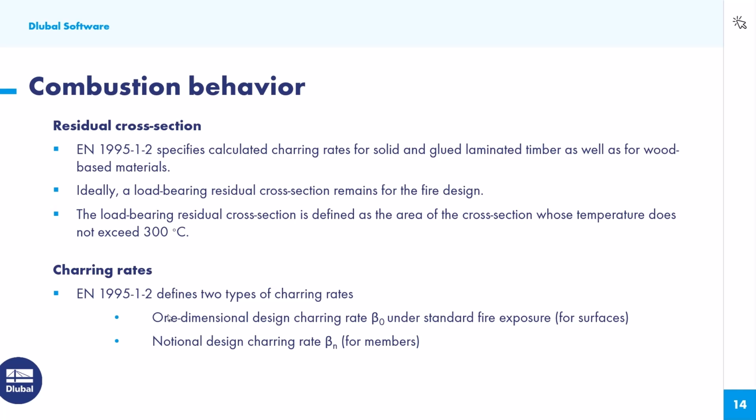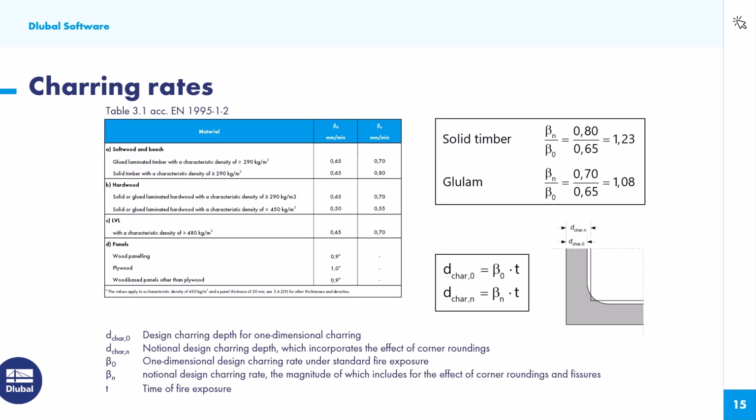Then we need to talk about charring rates. We have two types of charring rates. We have the one-dimensional charring rate, beta 0, which is used for surfaces in terms of RFEM. And we have the notional design charring rate, beta n, which is actually for members. Let's have a look at table 3.1 according to Eurocode 5. Here you will find the information about the charring rates beta 0 and beta n. For glulam, for example, it's 0.65 and beta n is 0.7.